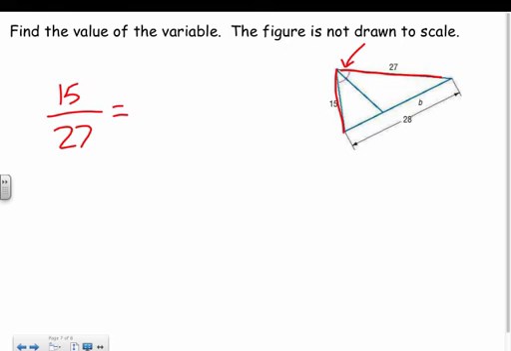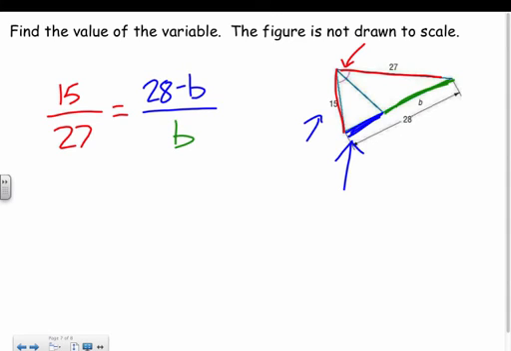Well, let's think about this. 15, do I know what this distance is? It doesn't say, right? I don't want to put 28 anywhere because that doesn't match up. This needs to go on top because it goes with my 15, right? These two go together, so it's got to go on top. Well, if I look at it, if B is right here, it's just B less than 28, right? It's 28 minus B. That blue piece would be 28 minus B. And I would put that over, well, it corresponds with the side B.